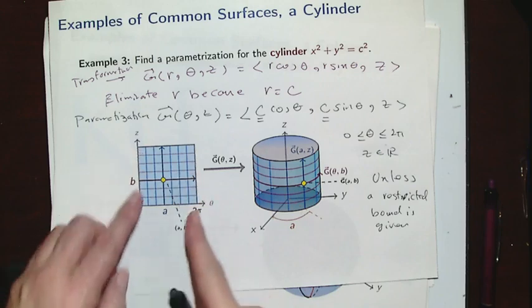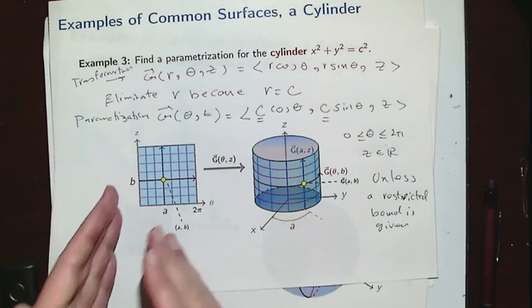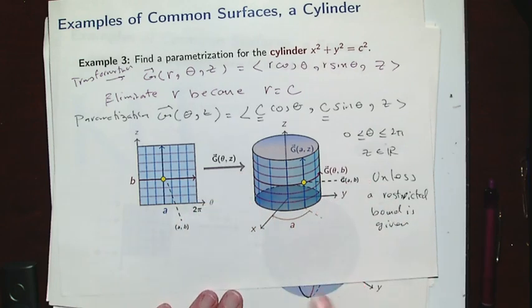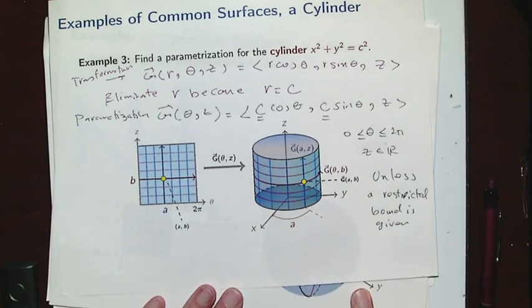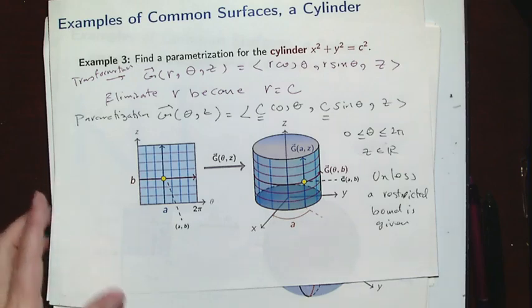So this is just a piece of theta and z that goes to this piece of the cylinder. Fair game? The surface of the cylinder, not a filled cylinder. We're good? Questions? None?